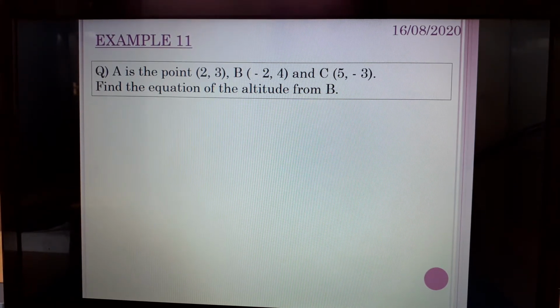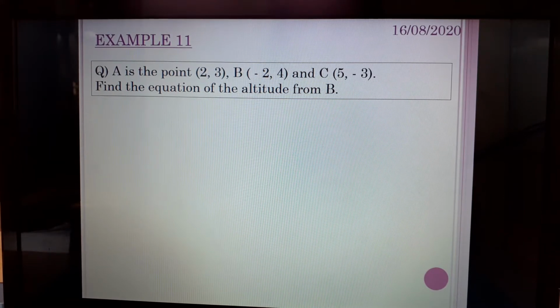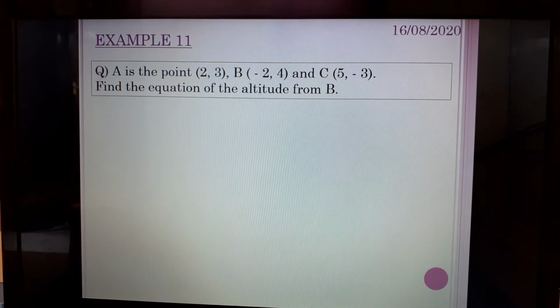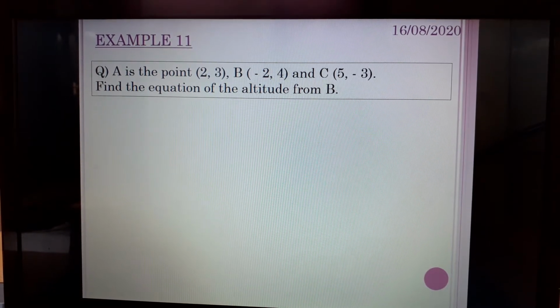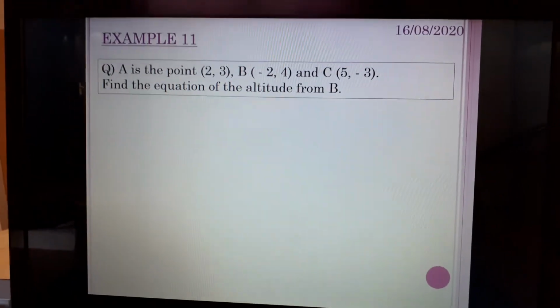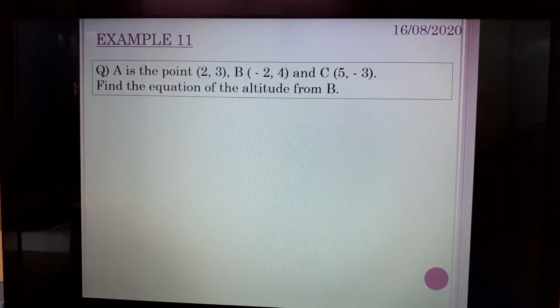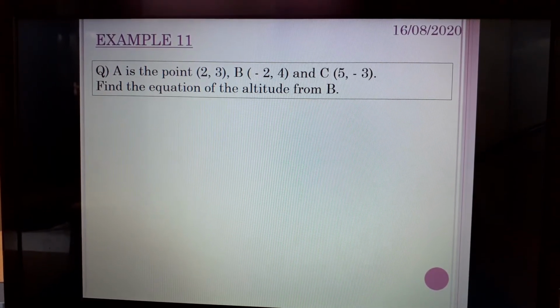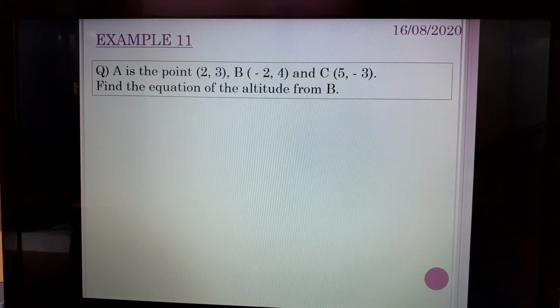Okay, A is the point 2, 3, B is negative 2, 4, and C is 5, negative 3. Find the equation of the altitude from B. Now, biggest piece of advice I can give you is always draw a sketch. It doesn't have to be on a coordinate axis. Just draw a random triangle, mark in A, B and C and draw a line that looks as though it's an altitude from the coordinate B. It helps you to visualise it. The more you can visualise, the less of a chance of you making mistakes.